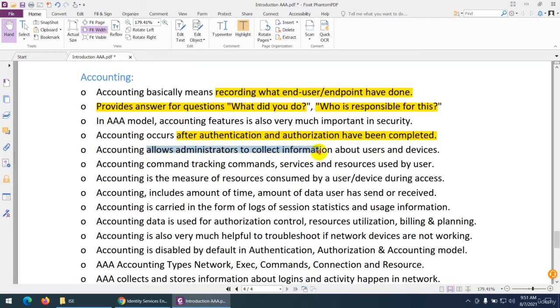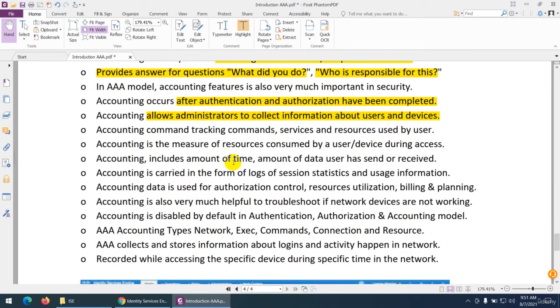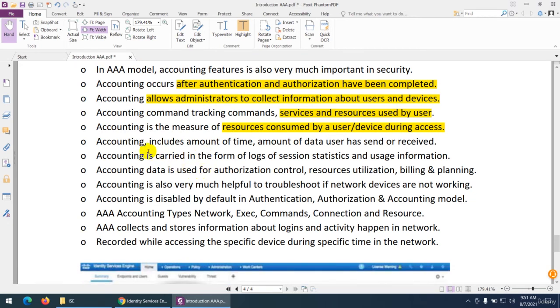Accounting allows administrator to collect information about user and device. Accounting tracks commands, services and resources used by user or device. It means accounting is a measure of resources consumed by a user and network device during their access. It includes amount of time, amount of data this user sends and receives. It means it will keep record of each and everything, just like a bank statement. When you get your bank statement, it mentions where you spent your money.